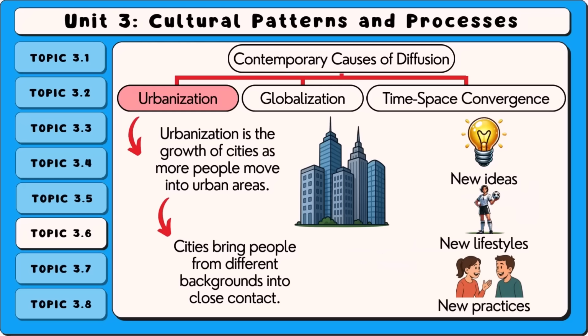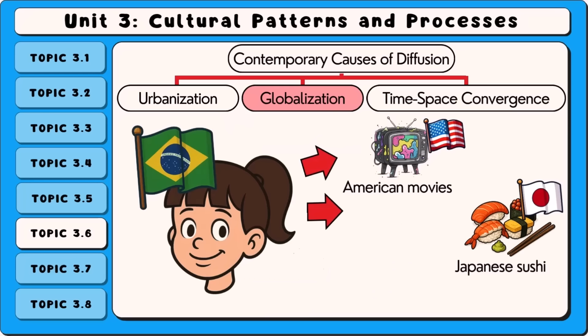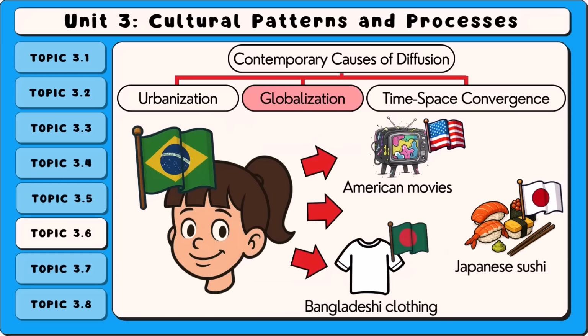Globalization is the increasing interconnectedness of the world through trade, communication, and cultural exchange. It allows cultural traits to spread across countries and continents. For example, people in Brazil may watch American movies, eat Japanese sushi, and wear clothing made in Bangladesh, all in the same day. Globalization allows cultures to mix more quickly, but it also raises concerns about the loss of local identity. These processes work through 5 major pathways: media, technology, politics, economics, and social relationships.